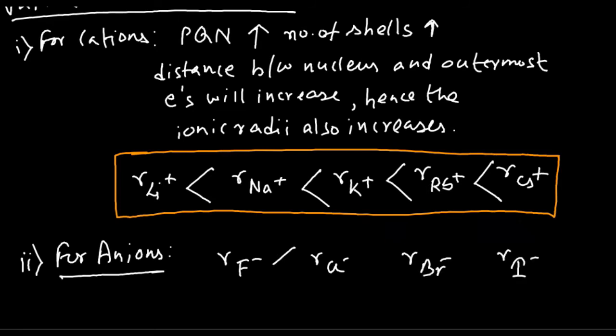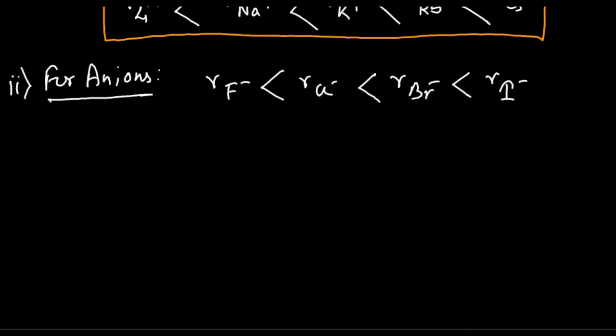Then what will happen? The ionic radius will look like this, simply because for iodine, the principal quantum number is highest, so the number of shells will also be highest, and as a result, the distance between the nucleus and the outermost shell is highest. That is why for anions also the ionic radii increase as we move down the group. So this is the trend in their ionic radii.